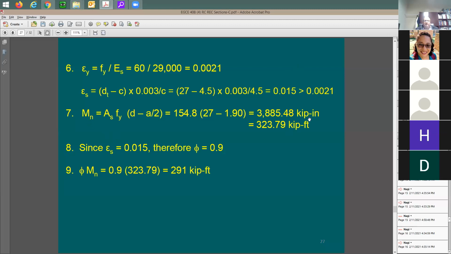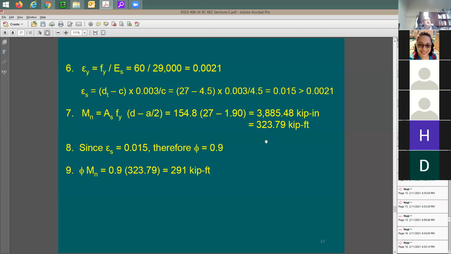And here's MN. Same way that we have done a couple of examples now, right? Same MN equation. And the phi factor, again, with strain 0.015, the phi factor is going to be 0.9. And here's phi MN. Okay.